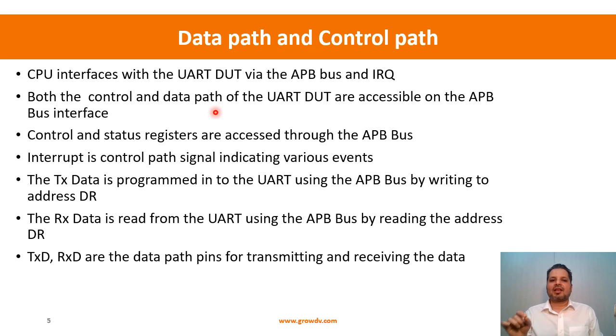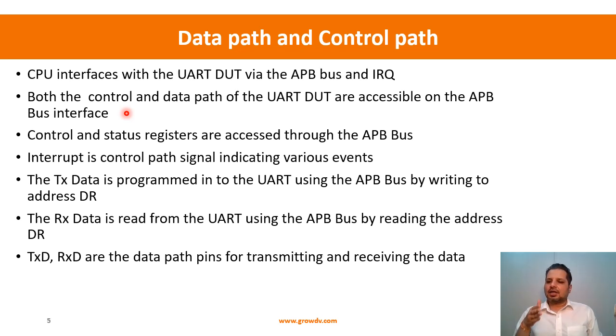That's what I mean by the fact that both the data and control path of the UART DUT are accessible on the APB bus interface. Okay, compared to, as I gave you an example, if it were a high speed serial IO type of IP, then the data path could be on an AXI bus to support the high speed serial pins, right?